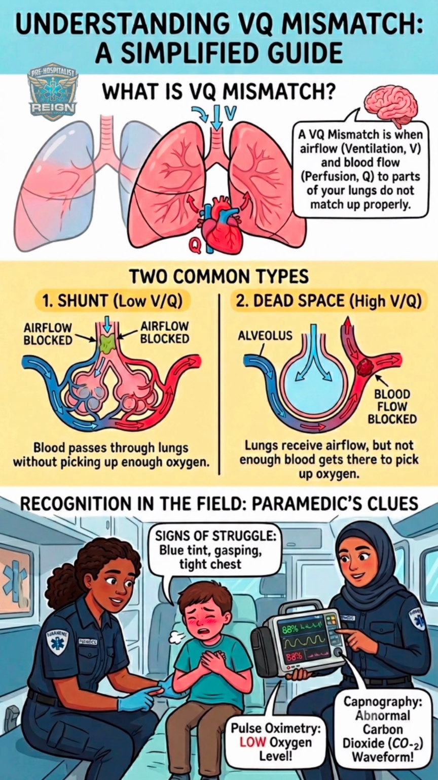The pulse oximeter shines a light through the skin to measure oxygen. In a VQ mismatch, this number drops dangerously low, well below the normal 95% to 100%.